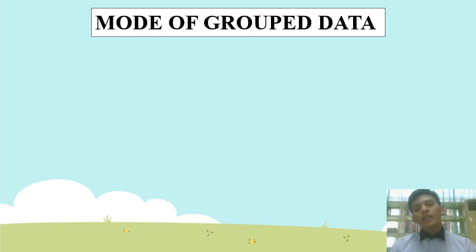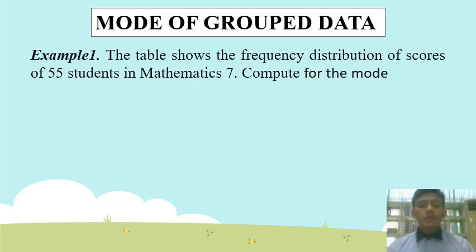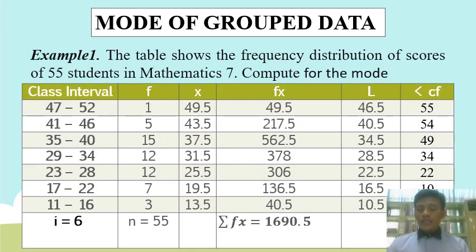Okay, let's go on to the mode of grouped data. Example number 1. The table shows the frequency distribution of scores of 55 students in Mathematics 7. Compute for the mode. This will be our data from our past example, so we will use it again to get the mode of our grouped data.